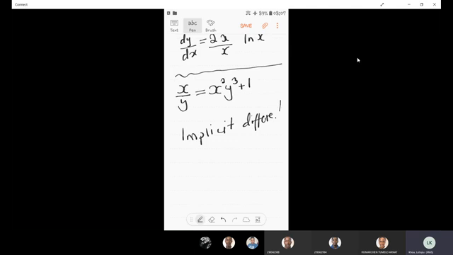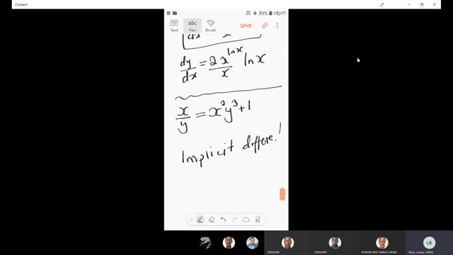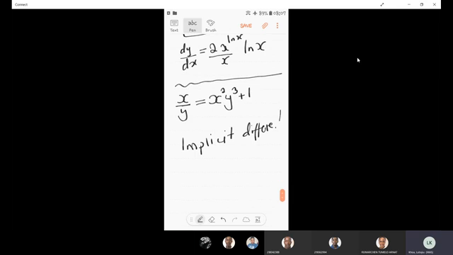Now this one here, it's possible to make y the subject, or not make y the subject of the formula. It's still a little bit tricky, but we can simplify it so that our derivative is easier to calculate. So how we do this, we can multiply by y throughout. So I have x is equal to x squared y cubed plus y.